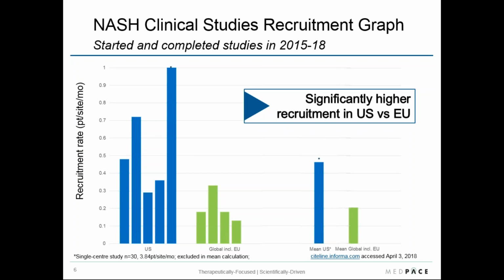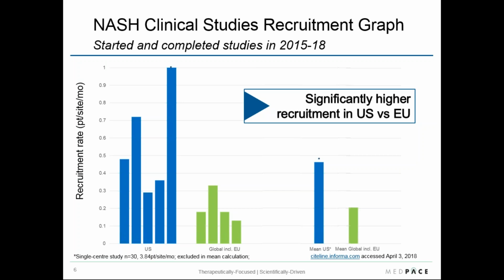Harrison, let me provide a little context and talk about some data that we pulled from, that is publicly available. We pulled it from Citeline. And this is data on Nash trials which started and completed over the last 3 years. So pretty recent data. The blue bars on the left here, the 5 blue bars depict individual studies which were completed in the US only.